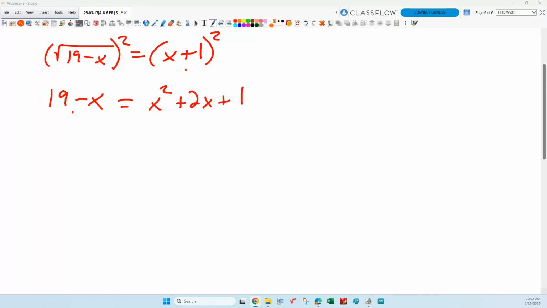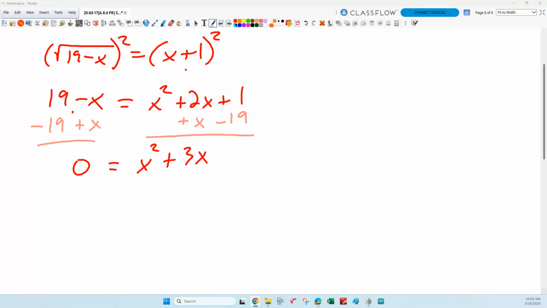Good. Okay, so now we're going to solve that equation, right? That's just a polynomial equation. That's last unit stuff. What do we do to solve a polynomial equation? Set it to 0. Good, so we want to move everything to the right side. So I subtract 19, I add x, and we get 0 equals x squared plus 3x minus 18.